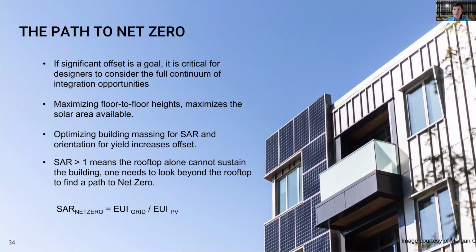Optimizing building massing for the solar area ratio and orientation is going to increase your yields and increase your overall offset. And an SAR of greater than 1 means that rooftop alone cannot sustain the building. One needs to look beyond the rooftop to find a path to net zero. And so in the end, the net zero SAR is the EUI from the grid, or the building consumption EUI, divided by the EUI of the PV.